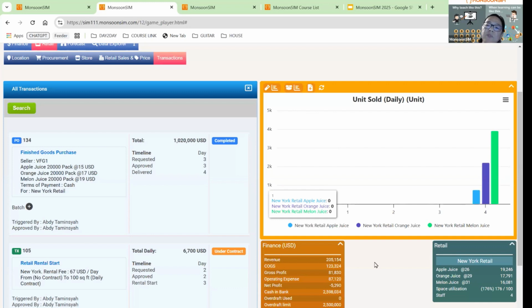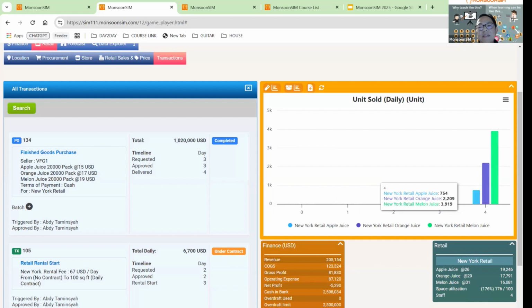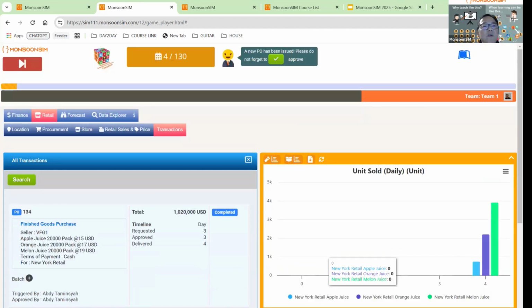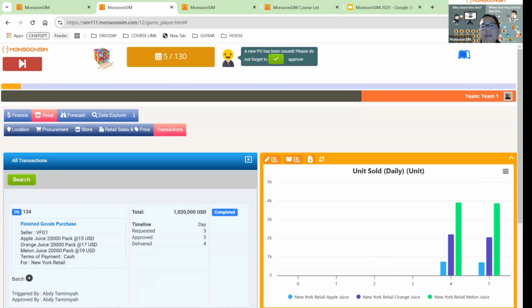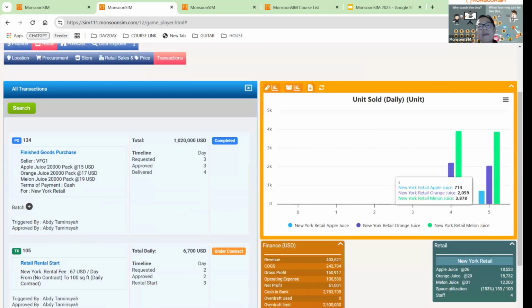So if I were to do a lot of business in New York, I probably want to focus on melon juice, because I can see from this it's selling very well, 4,000 a day. Okay, let's go on. Perhaps this is just a fluke. Let's go for the next day. Maybe there's some kind of pattern. Indeed, the second day I'm also selling quite good. So I can make a decision that New York melon juice is quite good.